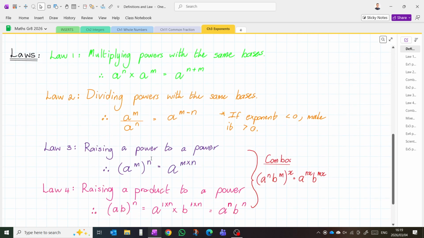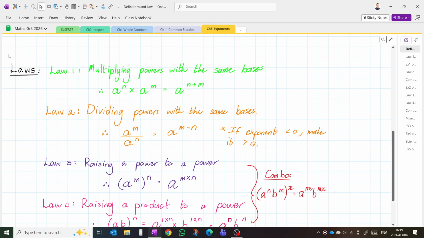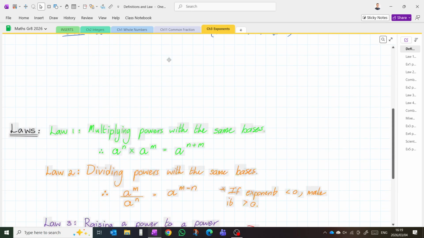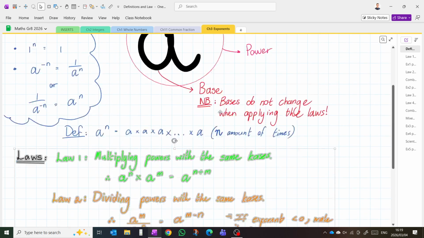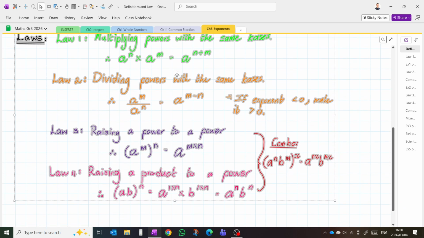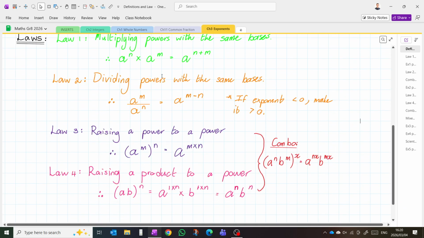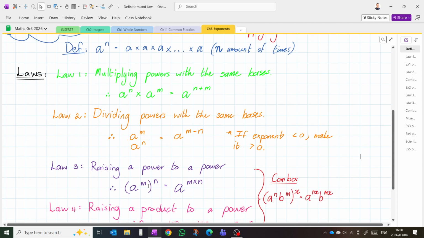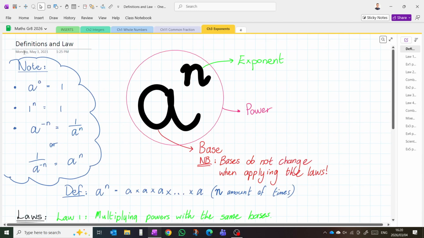Now these laws are here. I'm not going to touch on them now. They are here as a revision part. As I said, this first part is just a definition and the laws. So this is just a place where you can see all 4 of the laws. Okay, but we're going to attack them one at a time, and then I'll come back to this. I just want to make special mention of the little note here on the side.